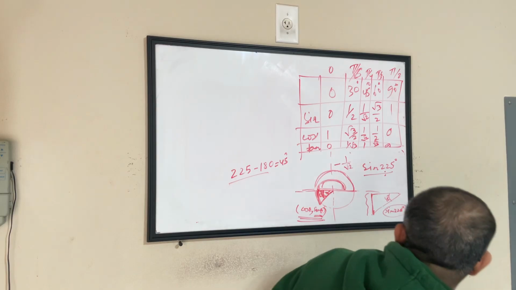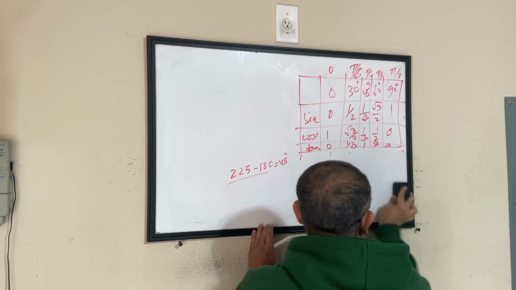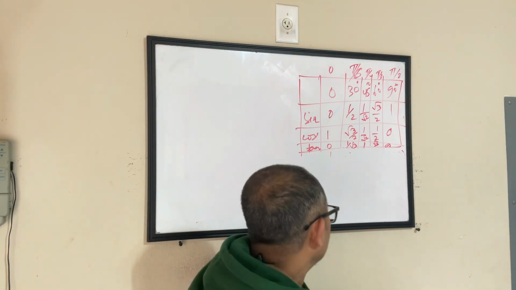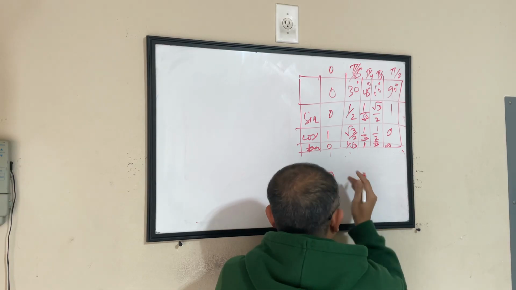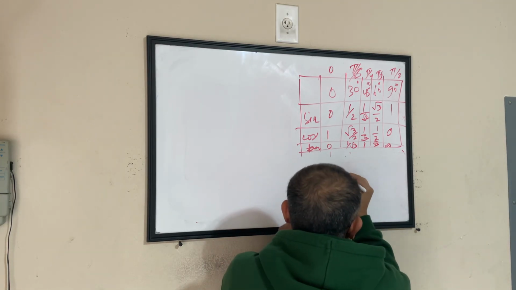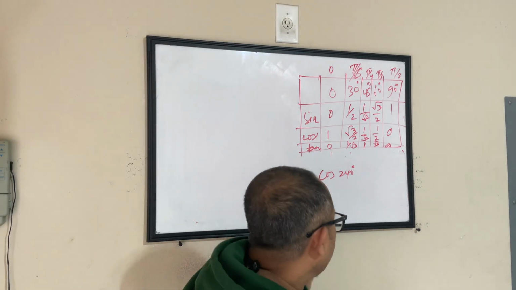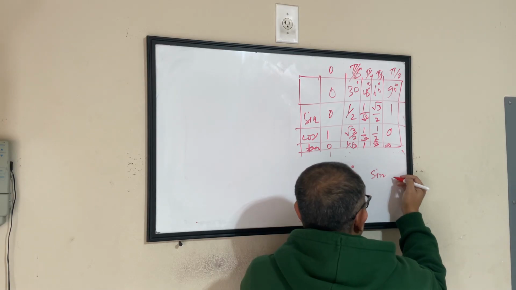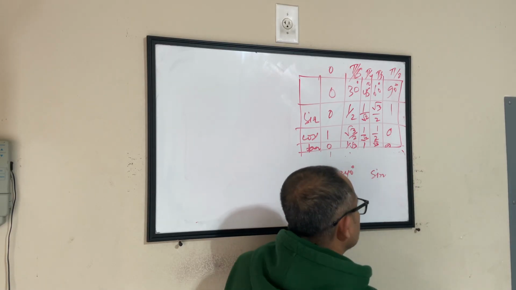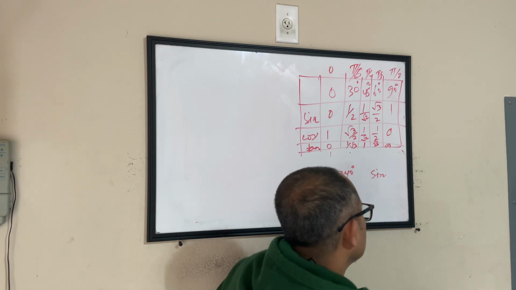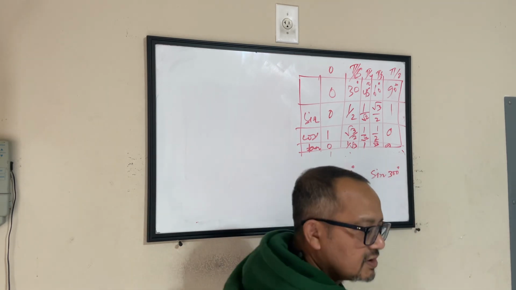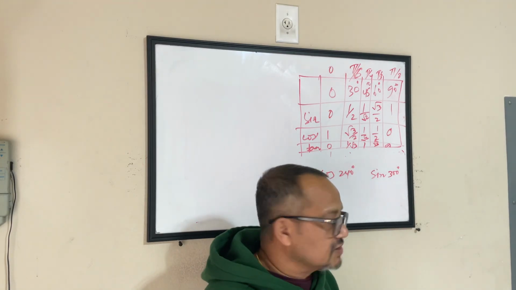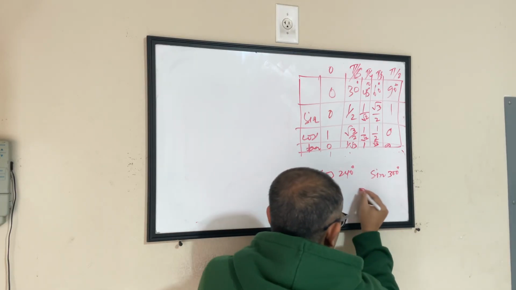Yeah? Okay, so let's pick up one more angle, one more value. Let's say I randomly said find out cos of 240 and find out sine of 300 degrees. Cos of 240 and sine of 300. I will do cos of 240, I will let you guys do sine of 300. So my approach would be the same thing.